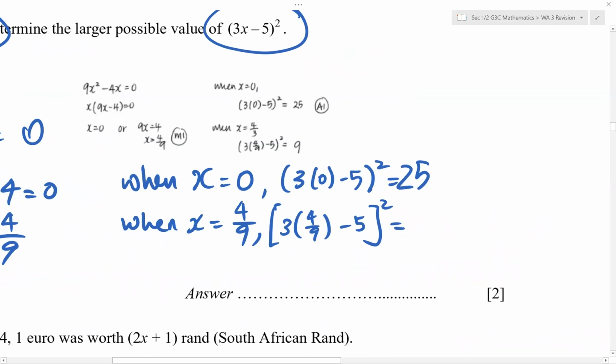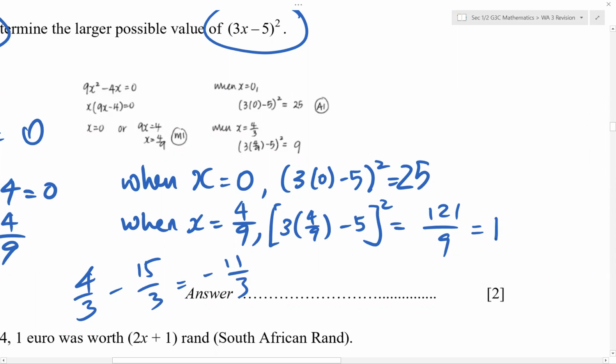Let's cancel. 4 over 3 minus 5. 4 over 3 is 1 and 1 over 3, and 5 is 15 over 3. 4 minus 15 is how much? Negative 11 over 3, right? Then we get 121 over 9.